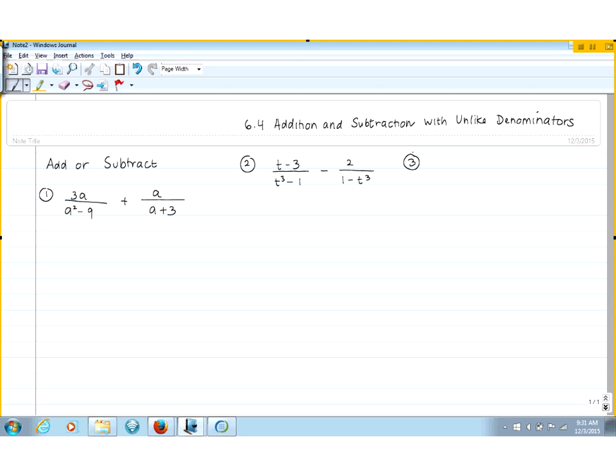Okay. And then number 3, we have 6 over a squared plus a minus 2 plus 4 over a squared minus 4a plus 3. Good.